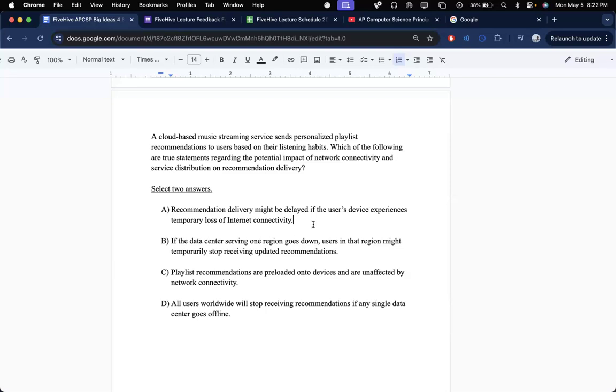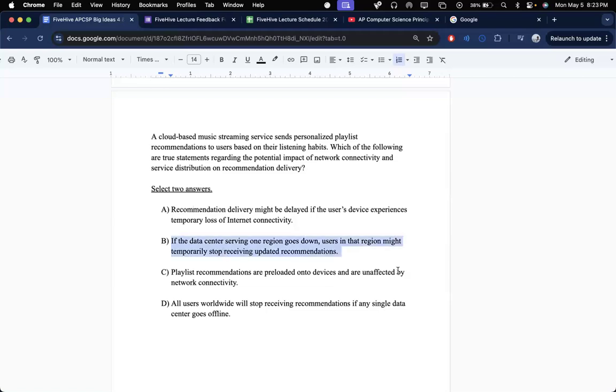Because if you lose your connection to the internet, then your device is no longer able to become a receiver, right? So remember, we have a sender and receiver in all kinds of transfer of data. And so that receiver needs to be connected to the internet to receive the data, right? Just like the sender needs to be connected to the internet to send the data, right? So this has to be true because if you're not connected to the internet, then you can't receive data, right? Okay, let's go to B.